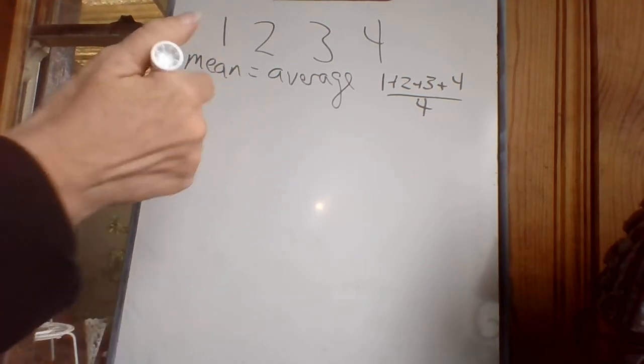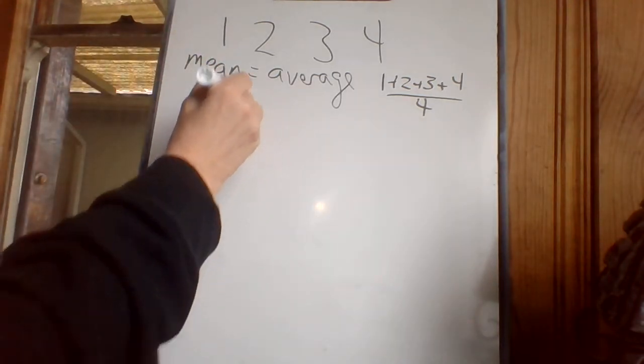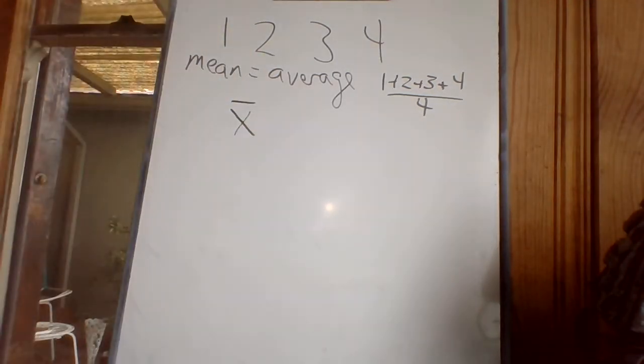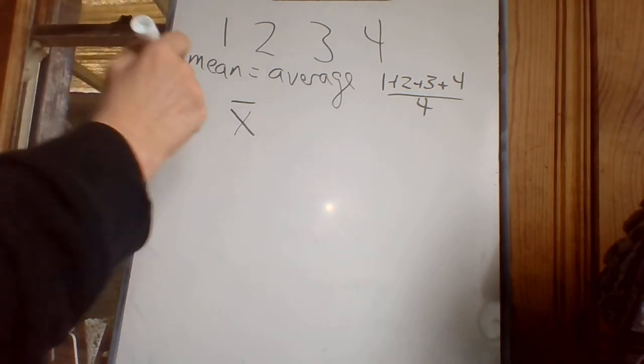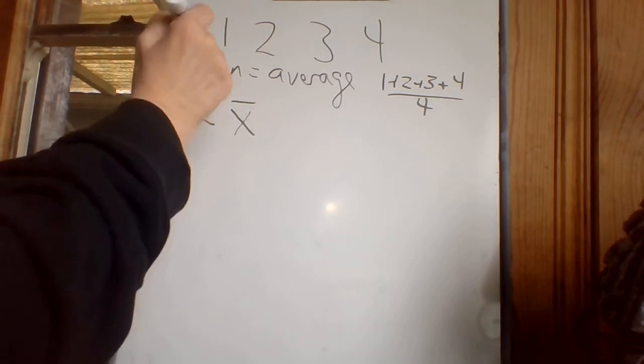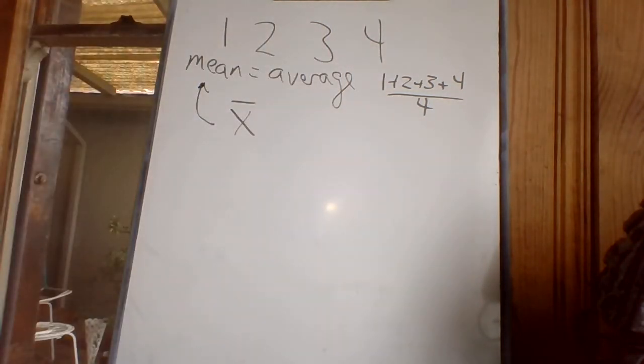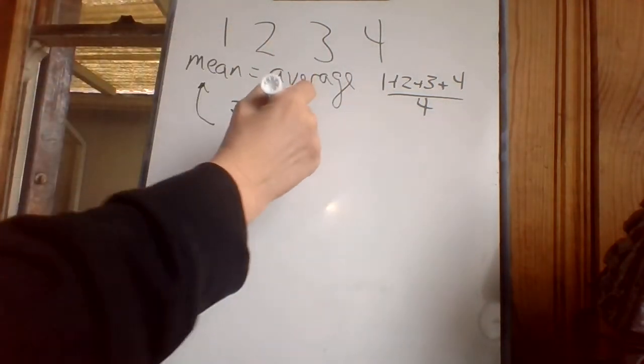All right, and then I see lots of stuff, and the very first thing I see is an x with a line across the top of it. This is pronounced x bar, and it is the mean. That was the question, the average of those. Okay, and my calculator, sure enough, says 2.5.